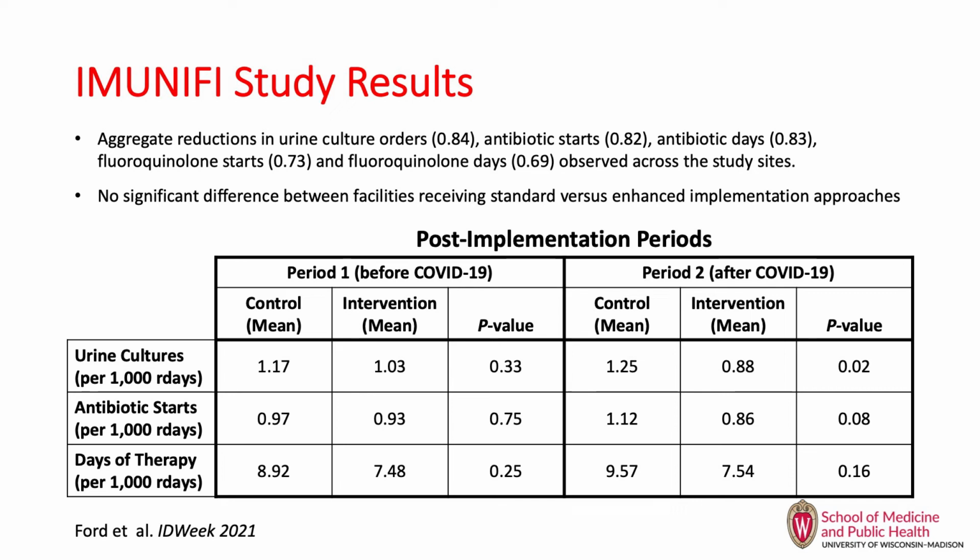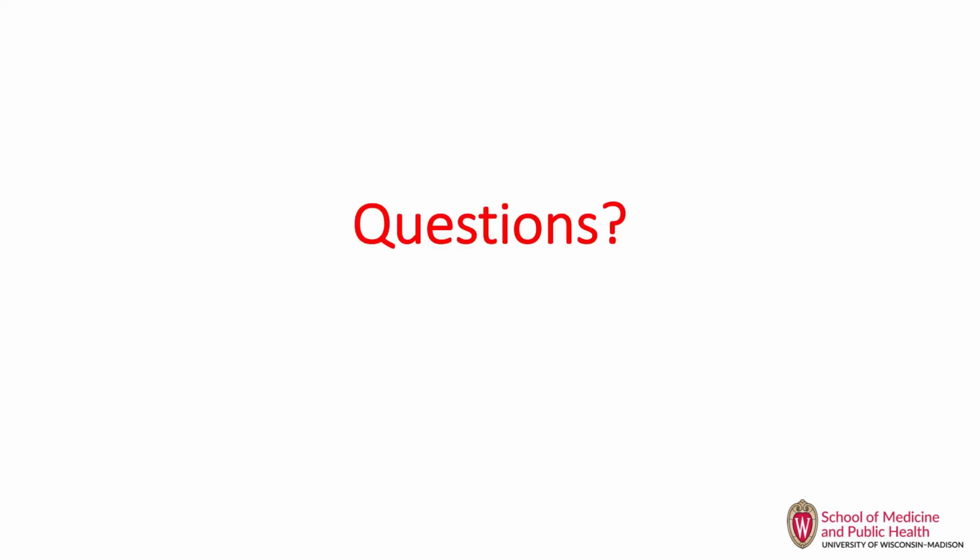and we're in the process of writing those up. But across the 30 facilities that we implemented the Wisconsin UTI toolkit in, we saw a significant drop in urine cultures, significant drop in antibiotic starts, and an even greater drop in fluoroquinolone starts and duration of antibiotic therapy. So we feel very comfortable in saying that facilities that implemented this actually saw demonstrable improvements in these outcomes, which are very important. I'm going to stop there. I hope I hit my time target and open it up to questions.